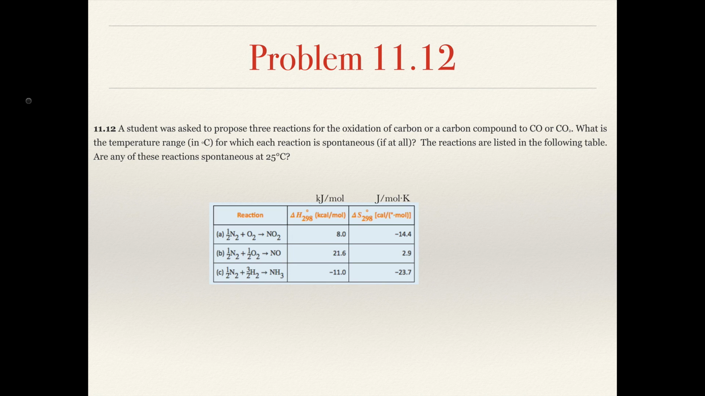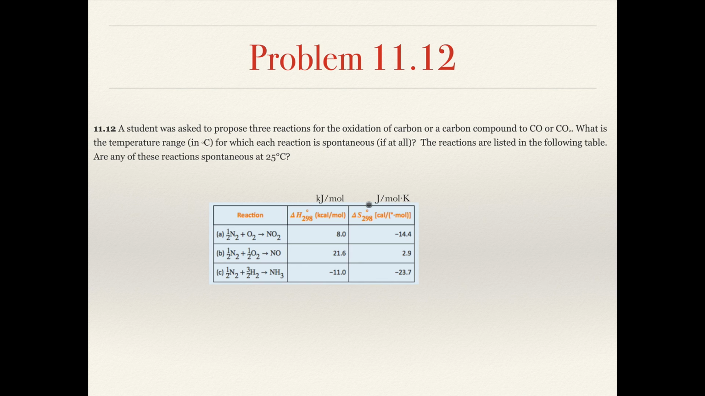All right, let's take a look at problem 11.12 and see which reactions are spontaneous at 25 degrees and also the temperature ranges at which point the reactions will become spontaneous. One thing to note here, I got this from a textbook that had the values in kilocalories per mole. Let's just replace them with kilojoules per mole and joules per mole Kelvin to make our lives easier. And I also did that in your book.